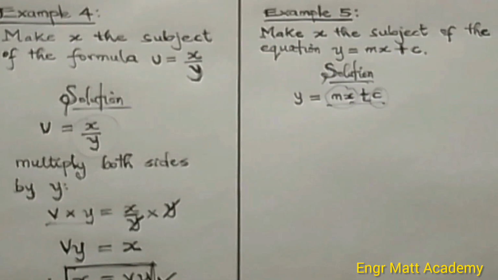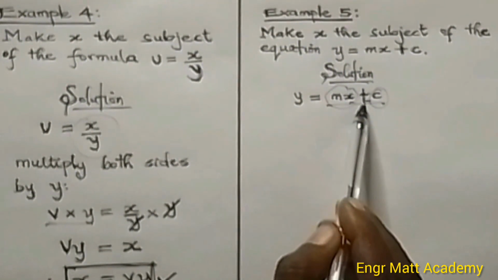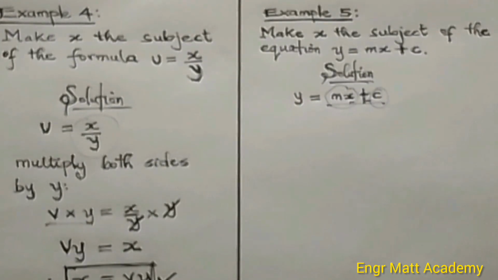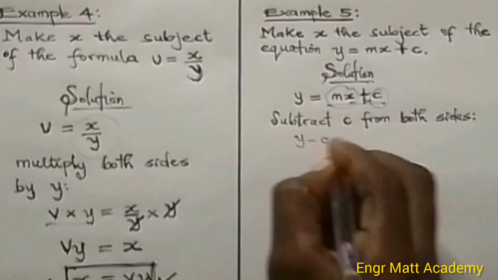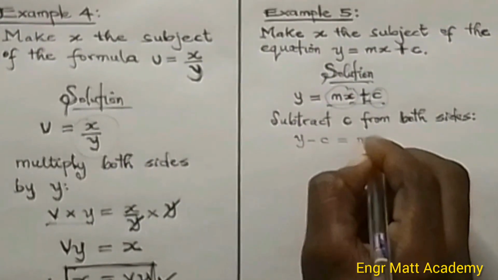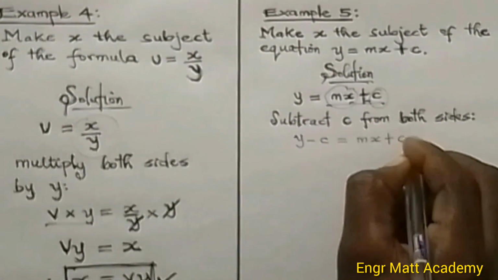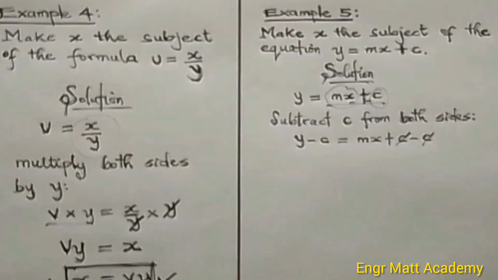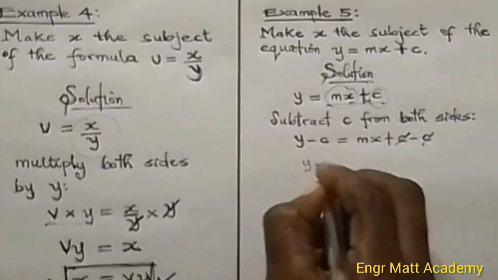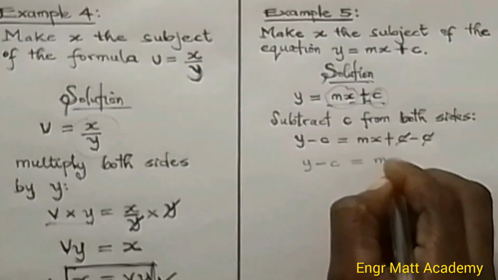So in a situation like this, the first operation to reverse is addition or subtraction. Since we have addition here, we reverse it first. How do we do that? By subtracting. So we say subtract c from both sides. That means we will have y minus c equals mx plus c minus c. Next, c will cancel out on the right hand side. So we have y minus c is equal to mx.